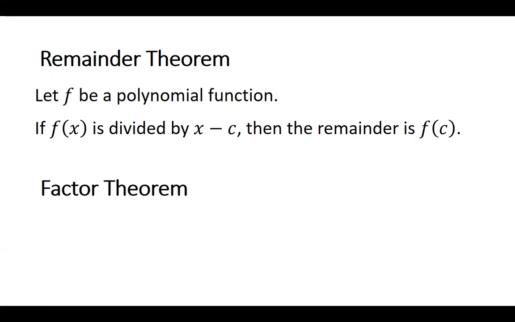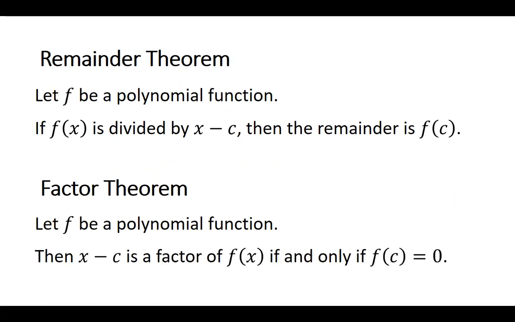And then the factor theorem says, let f be a polynomial function, then x minus c is a factor of f of x, if and only if f of c is equal to 0. So basically saying if the remainder is 0, then x minus c is a factor. And if x minus c is a factor, then the remainder is going to be 0. Remember that if and only if thing says it has to work both ways.